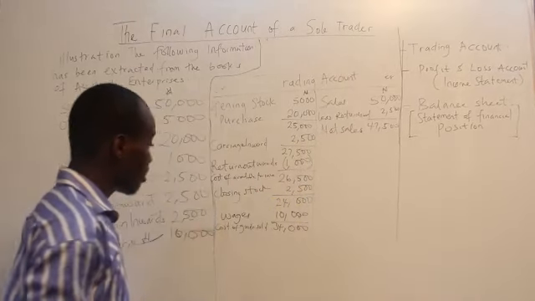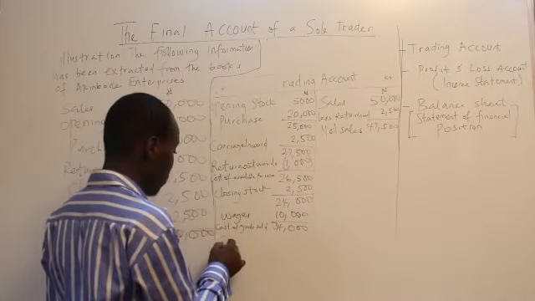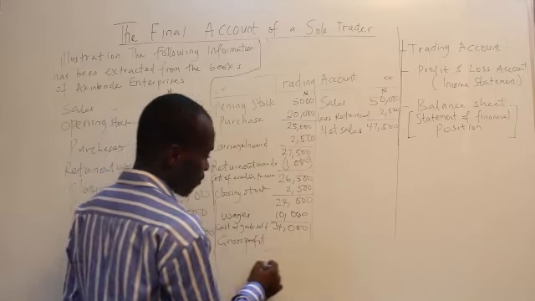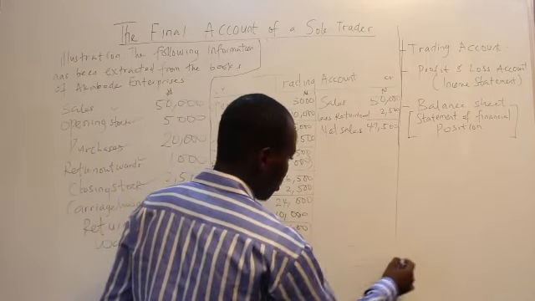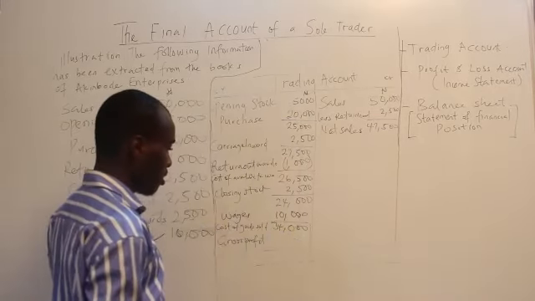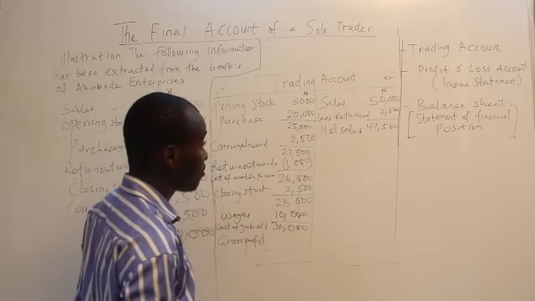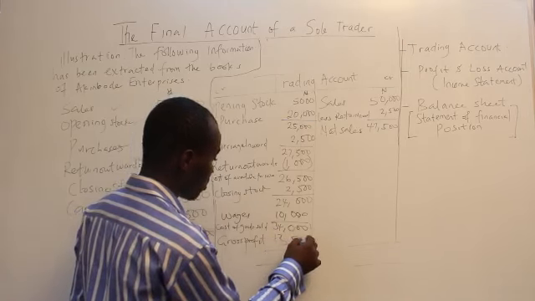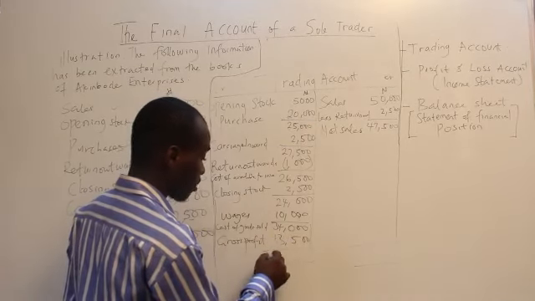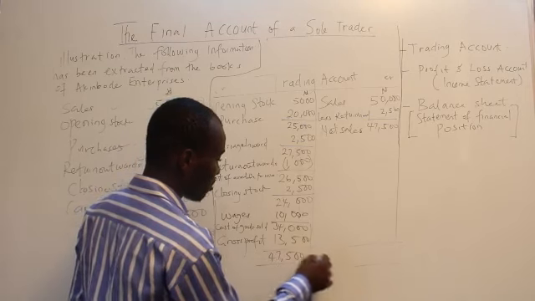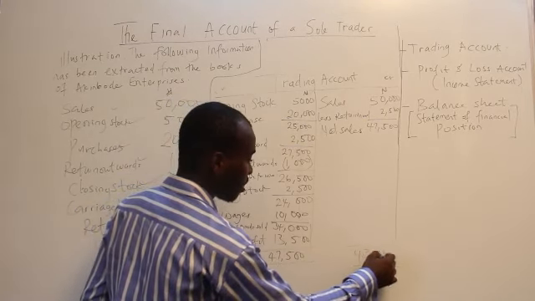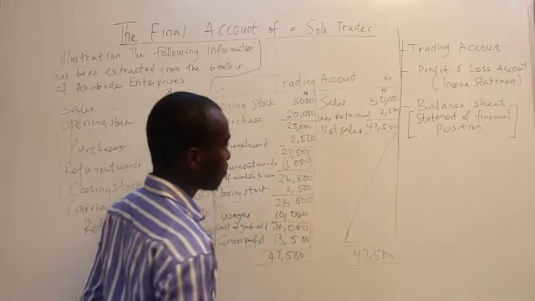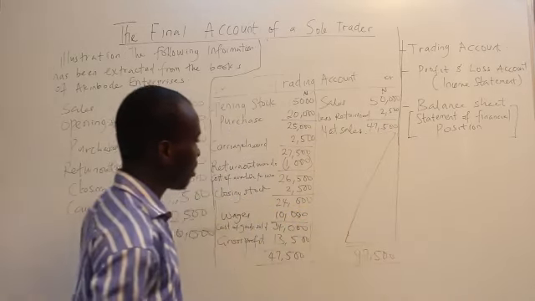So the difference between the cost of goods sold and the net sales then gives us our gross profit. So the difference between it will be 13,500. So we have 47,500 as the balance. I just do this. So 7,500 as the balance.